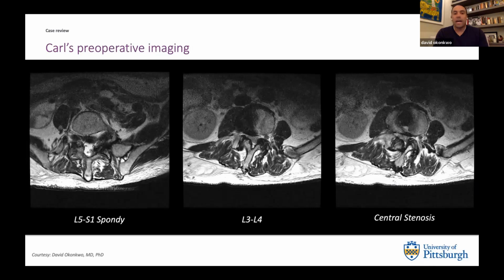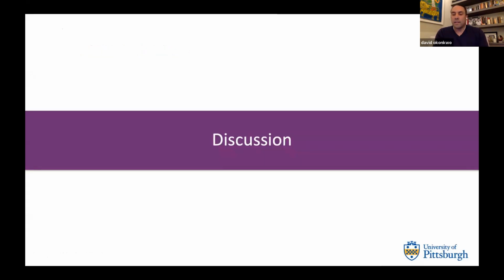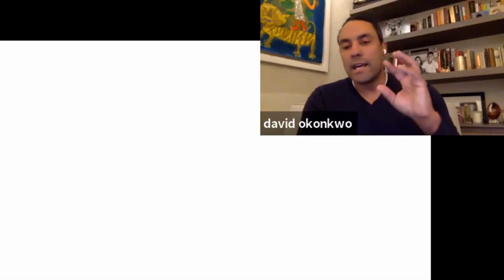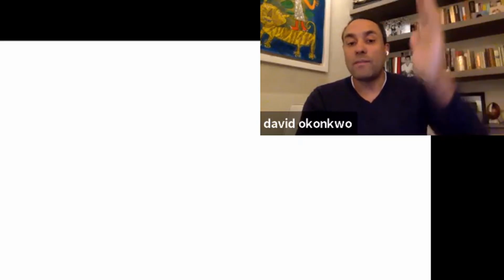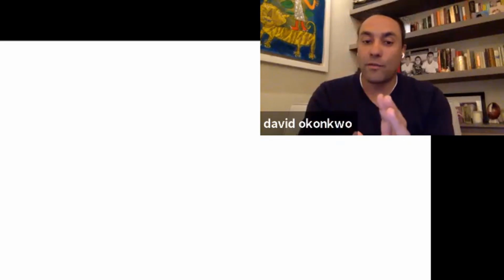So he's got clear pathology. It's obvious that Carl is having severe disability related to his spinal deformity. What you didn't see is an X-ray from 2012 that showed him having a perfectly straight spine. So this entire deformity is de novo.